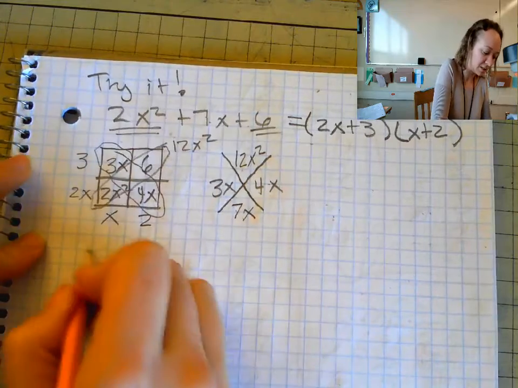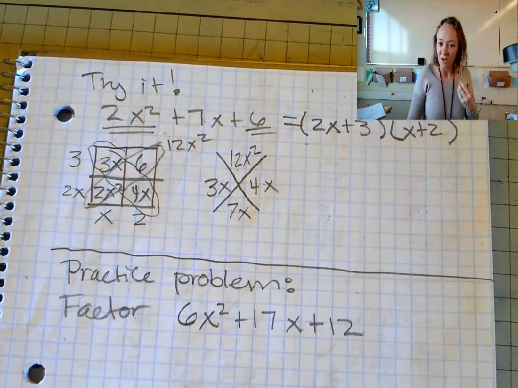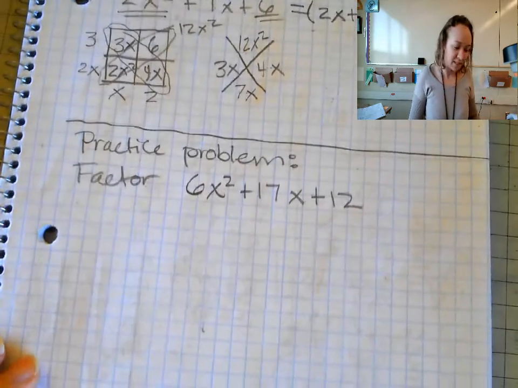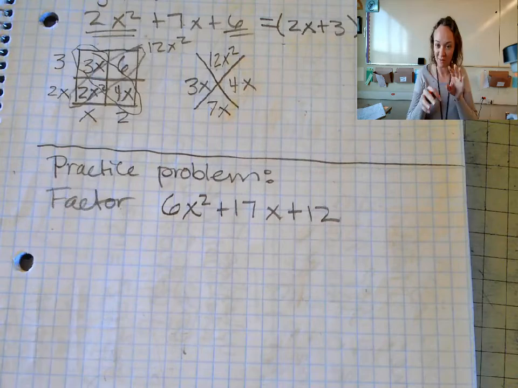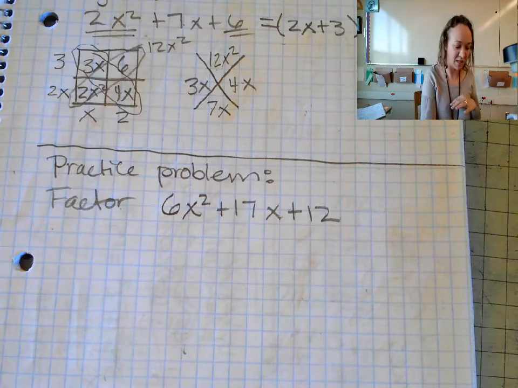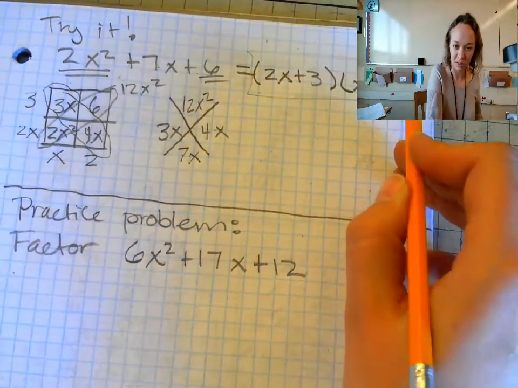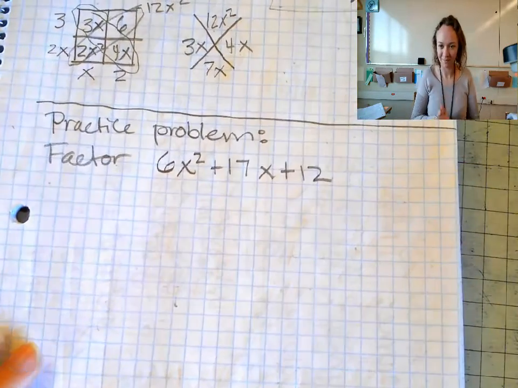All right. Your practice problem. You are going to factor 6x squared plus 17x plus 12. What you are going to type into Canvas is going to be the factored form of this. In other words, this part right there. Okay? Give it a shot.